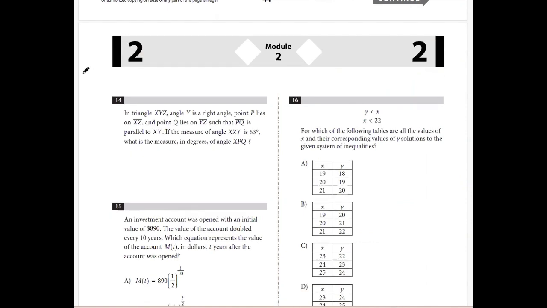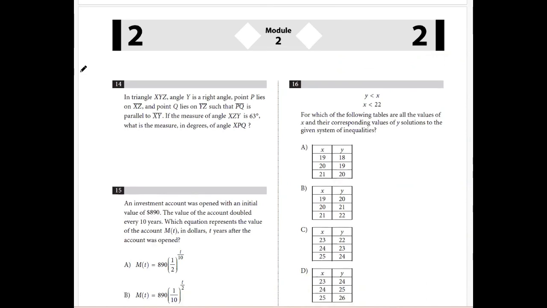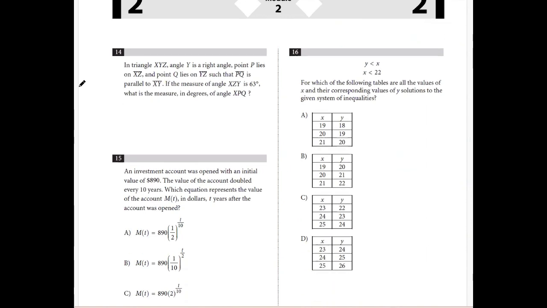Okay, another geometry problem. In triangle XYZ, angle Y is a right angle, point P lies on XZ, and point Q lies on YZ, such that PQ is parallel to XY. If the measure of angle XZY is 63 degrees, what's the measure in degrees of angle XPQ? Okay, I like to draw this out here. Y is the right angle, XZ, 63 degrees. Right, and P and Q are here.